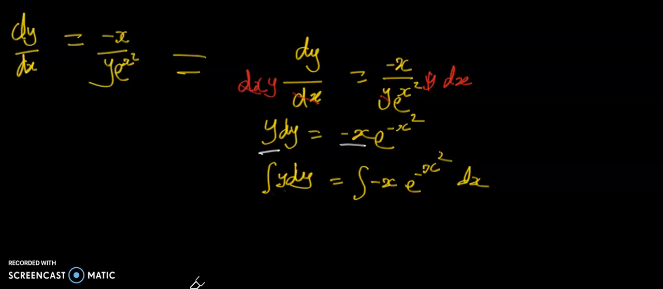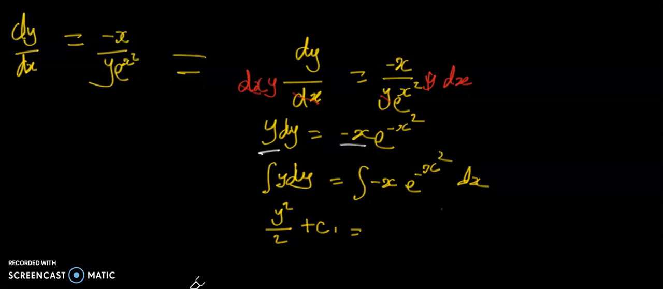Now, if you take the integral of this, you will simply have y squared divided by 2 plus some constant c1. Remember that this is a different variable, and since it is independent on its own, we have to take some constant. We don't actually know what the constant is, but we will find out. And then we take the integral of negative x exponential negative x squared.